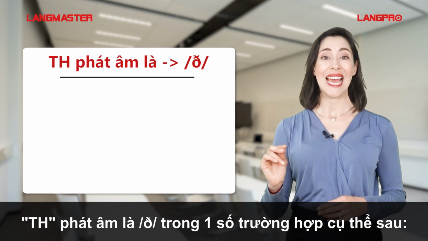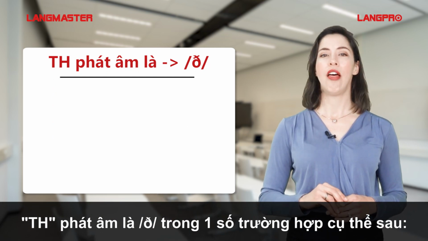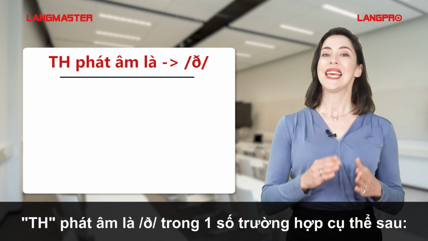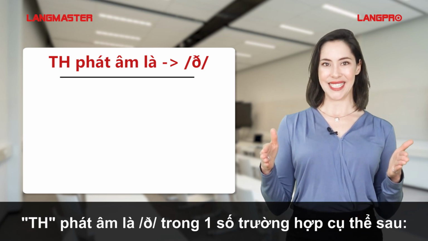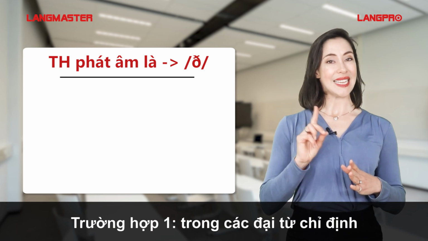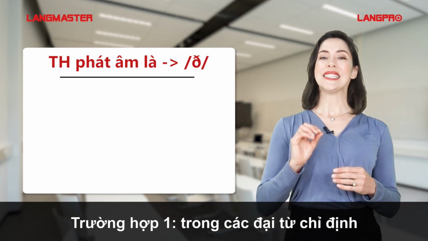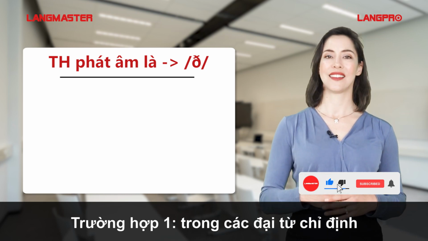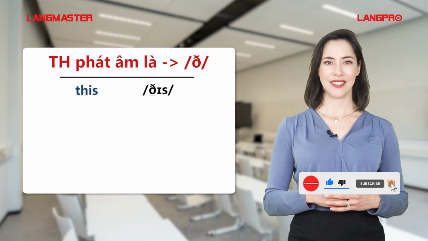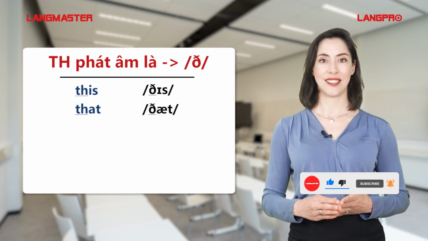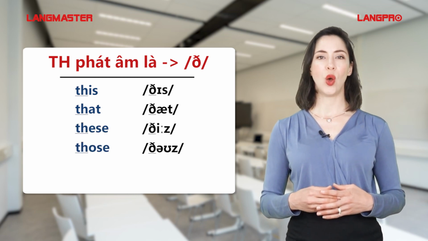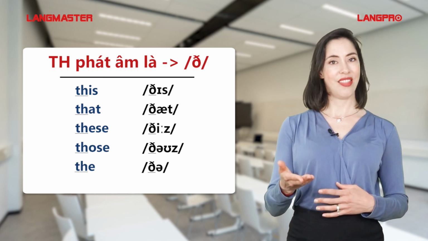The TH is pronounced as /ð/ when it is at the beginning of words in these specific cases. Case number one. In demonstrative pronouns, such as this, that, these, those, the.